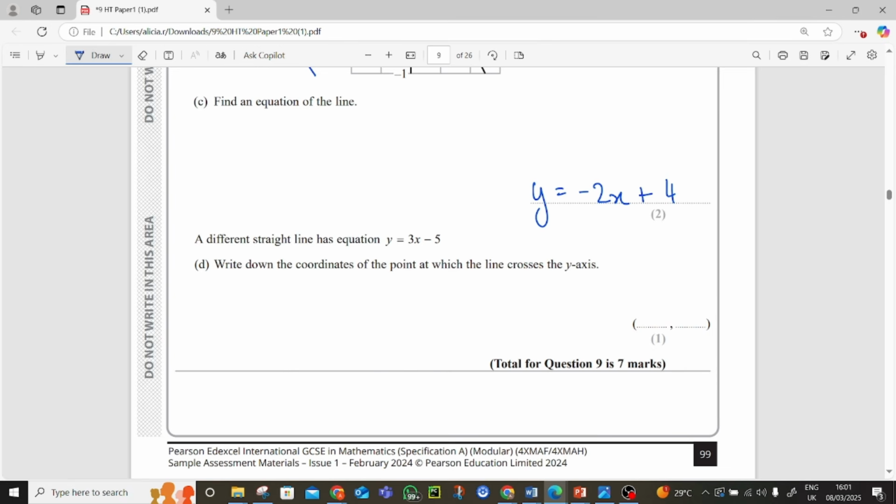Okay, now we have a different straight line, so let's not confuse this with the question above. And we were told the equation of that line. Write down the coordinates of the point where it crosses the y-axis. Well, it crosses the y-axis when x is 0. So I'm going to put x as 0 in here. 3 times 0 is 0. So y is -5. And then we write this as a coordinate. First coordinate is x, which is 0. Then the y coordinate, which is -5. And we are done.